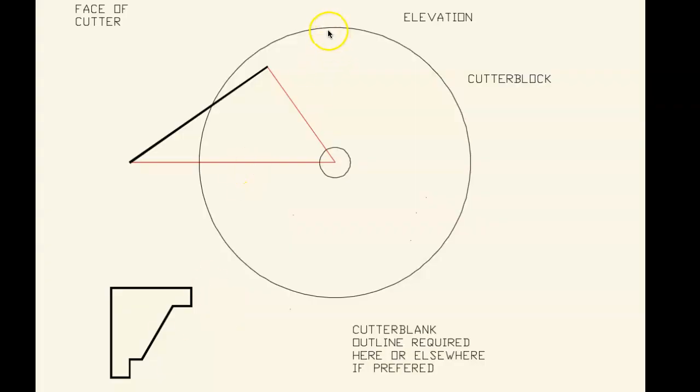So this is our spindle. We can see its circular form in plan. We can see where the position of the blade is, and this is the profile of our molding. The molding is shown in a section.